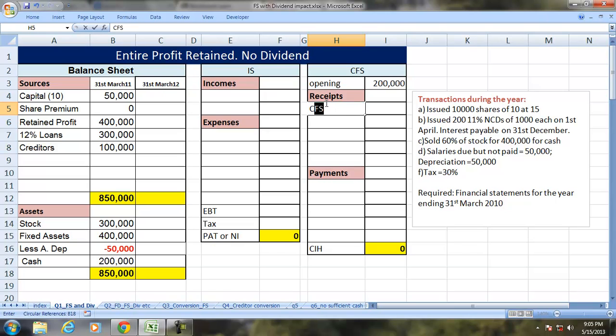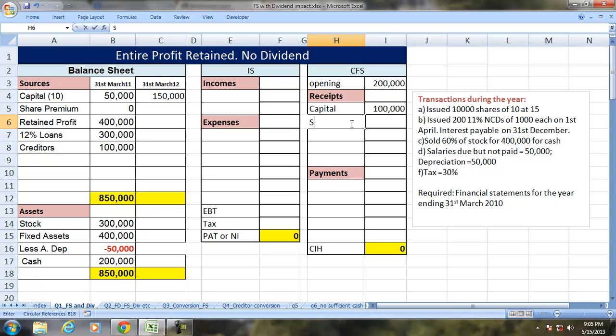So capital is 10,000 into 10, so that is 100,000. Capital will increase by 100,000. So capital raise is a receipt and increase in capital.